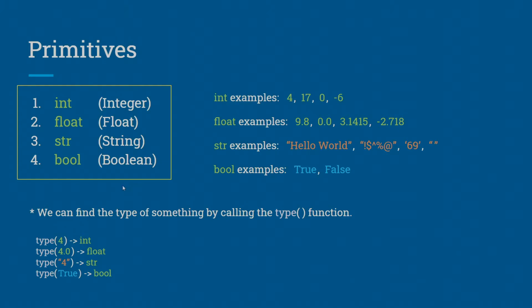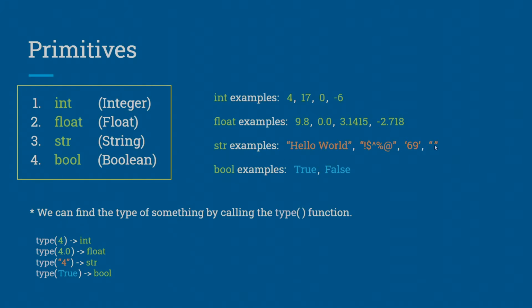So what characteristics define each of these data types? Int, or integer, is a whole number. It can be positive or negative. Floats are decimal numbers. A float must have a decimal point, and it can also be positive or negative. Str, or strings, are strings of characters enclosed by quotations.